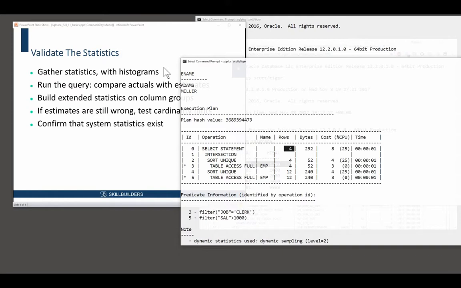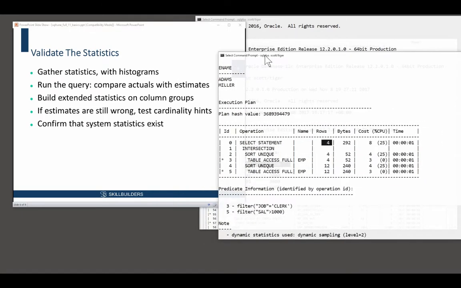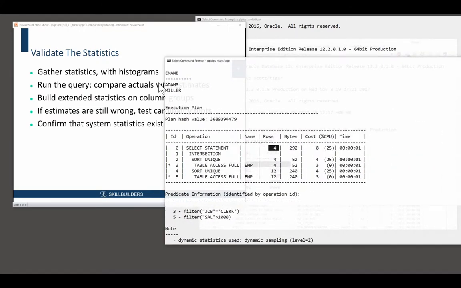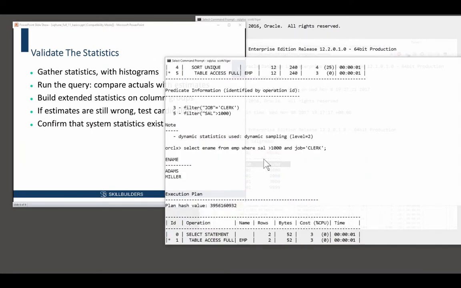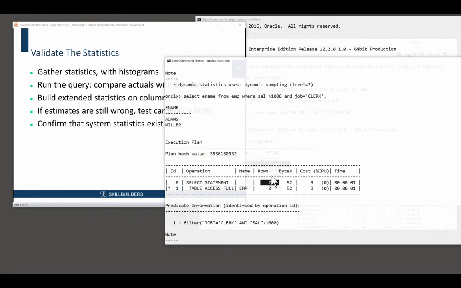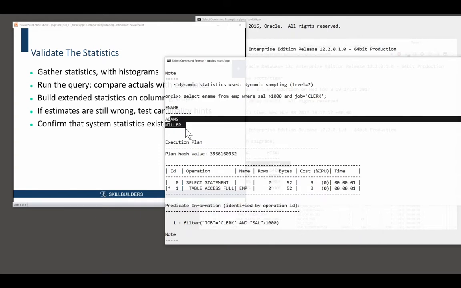Gather statistics with histograms. We can't talk in detail about that now, but gather statistics with histograms. Tell your DBA you want as many histograms as possible. When you run your queries, always compare the actuals with estimates. And there you have an example of the estimate being wrong, whereas for this query, the estimate was spot on. Always compare estimates with actuals.